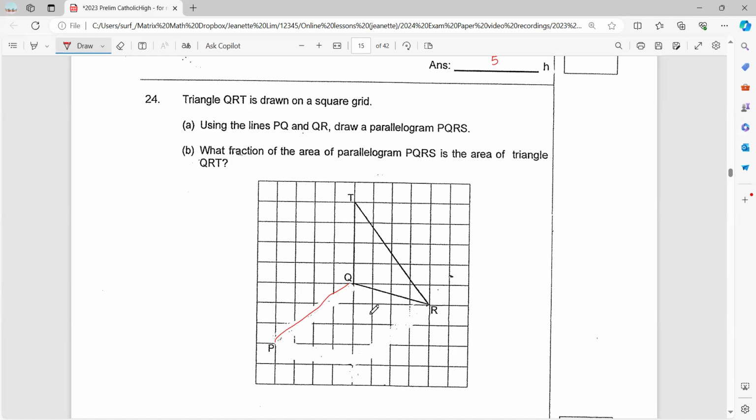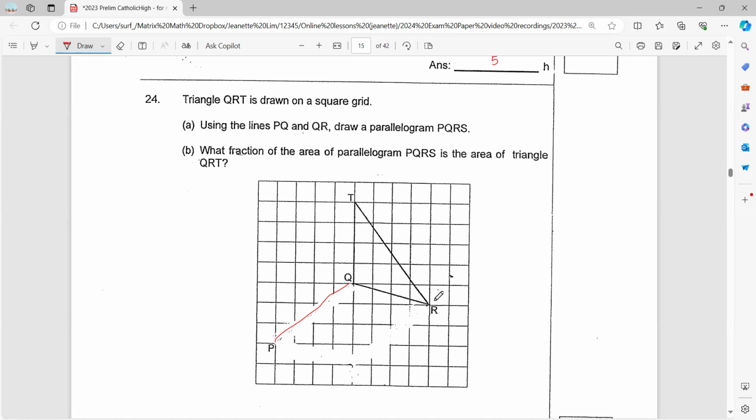Now, how do we draw the parallelogram? Parallelogram means that you have two pairs of equal lines and also two pairs of parallel lines, right? So how do you draw parallel lines? Using the grid. It's not like an estimation, but rather you should use a grid.